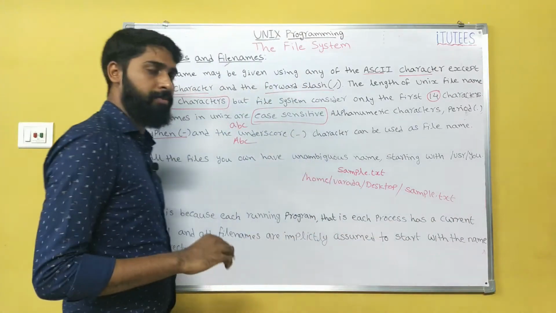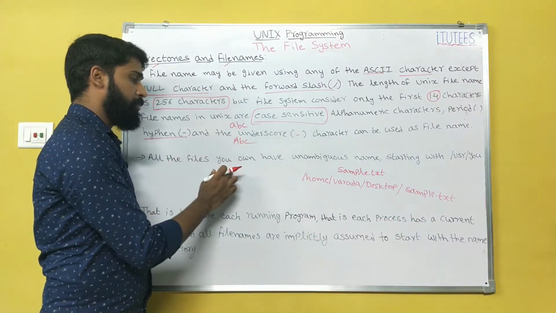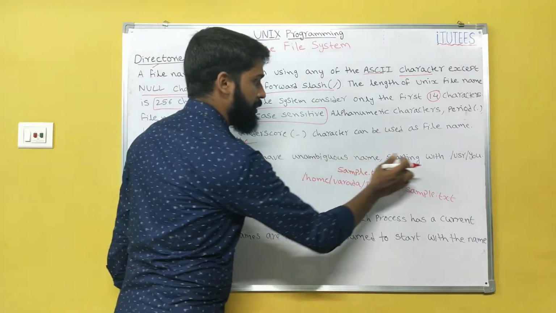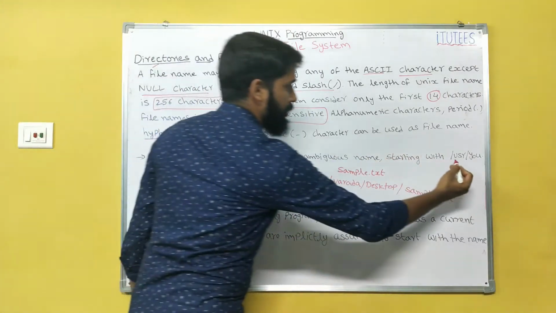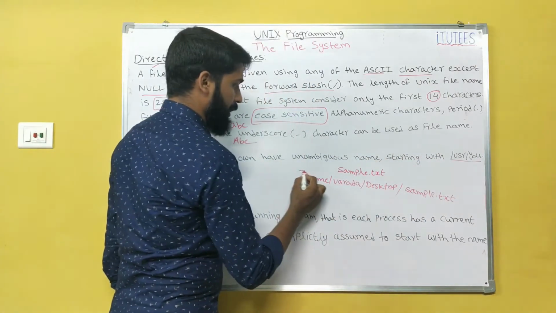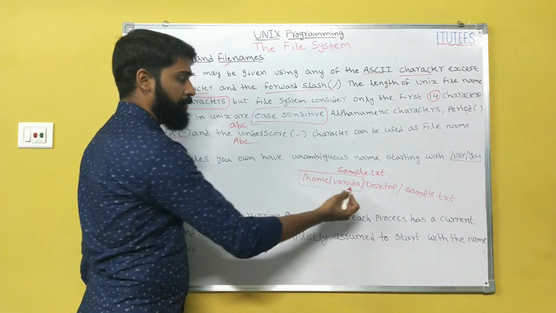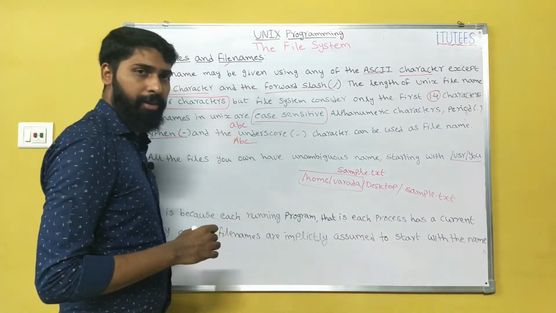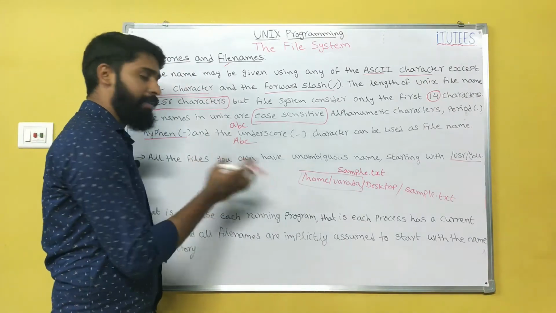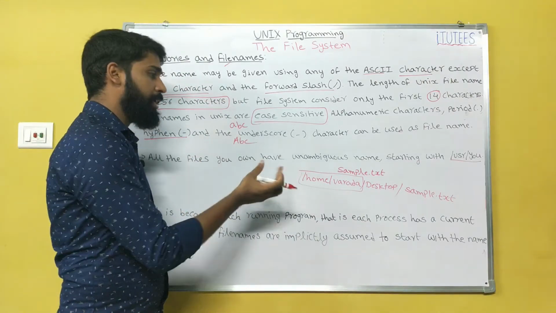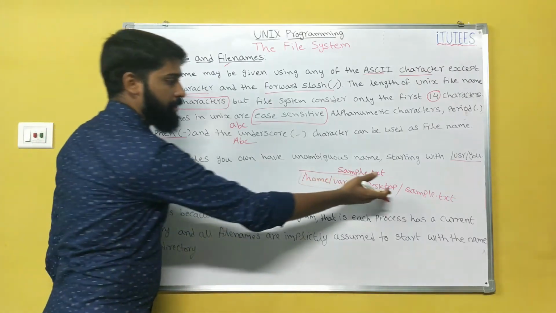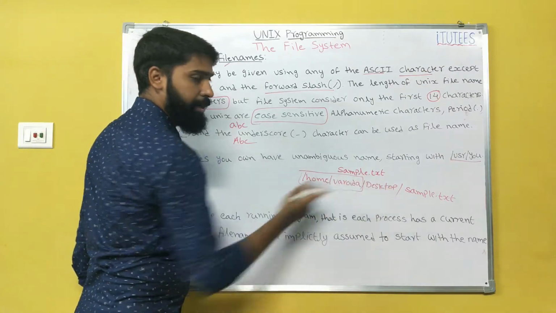All the files have unambiguous names starting with /home. In my case this is my home, and after that the username is Varada. So all the files in our system have a unique path. The current working directory is /home/Varada/desktop.